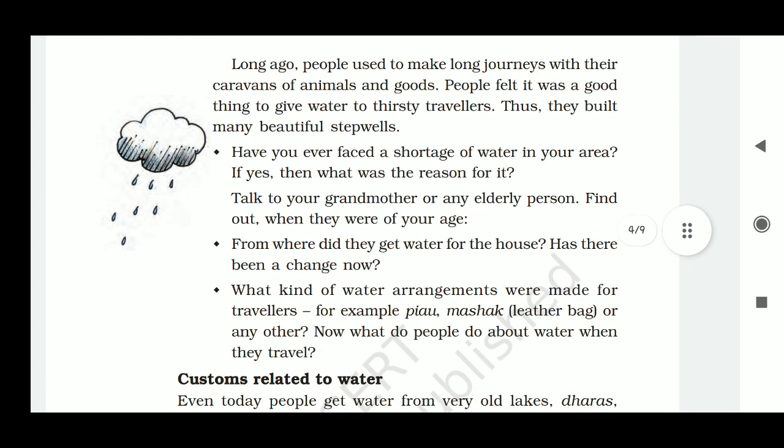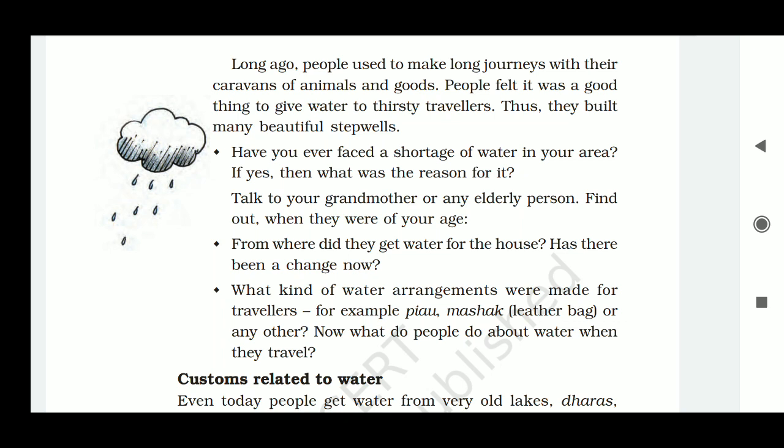Long ago, people used to make long journeys with their caravans of animals and goods. People felt it was a good thing to give water to thirsty travelers. Thus, they built many beautiful step wells.